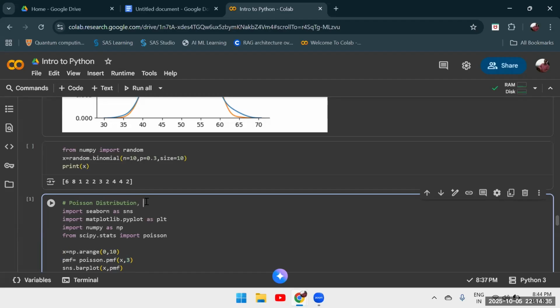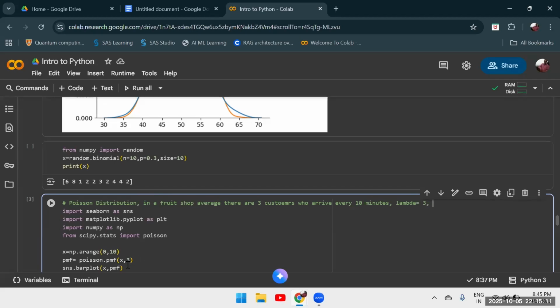So what was my question here? I'm also mentioning the question for your future reference. In a fruit shop, on average, there are 3 customers who arrive every 10 minutes. And here, my value of lambda is 3.